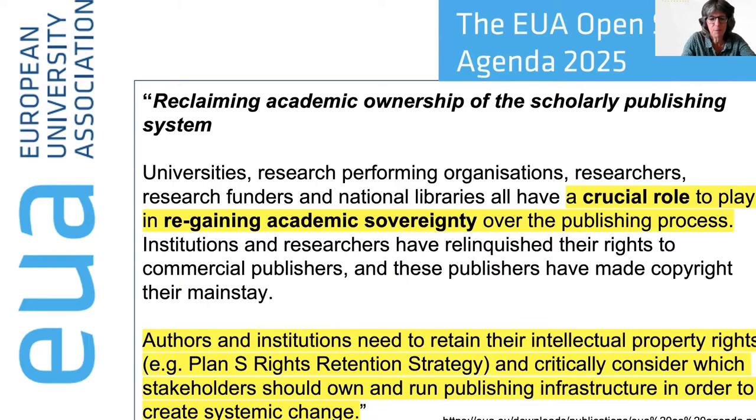And in its recently published Open Science Agenda 2025, EUA clearly states that authors and institutions need to retain their intellectual property rights, for example, using Plan S rights retention strategy, and critically consider which stakeholders should own and run publishing infrastructure in order to create systemic change. EUA stated that to make this a reality, it will advocate to reclaim academic ownership of scholarly communication and publishing and support the Coalition S rights retention strategy. And you can see that this direction of travel is becoming increasingly evident around the globe.